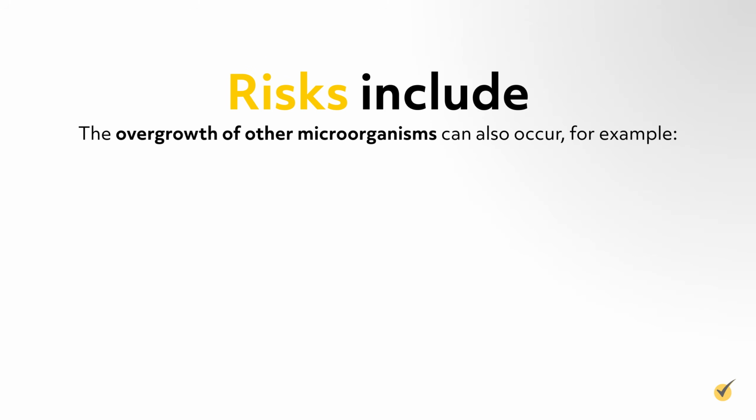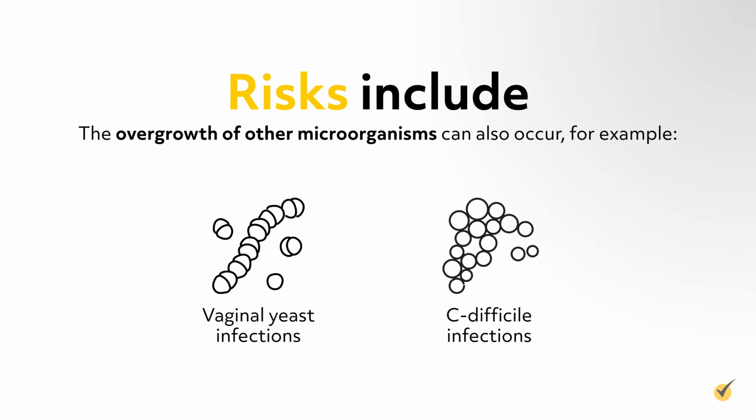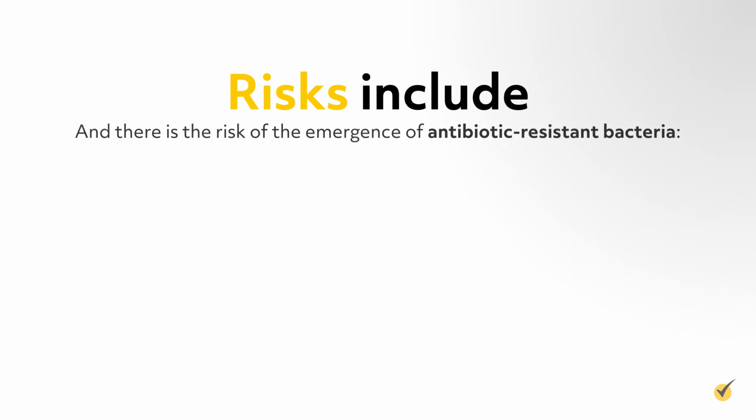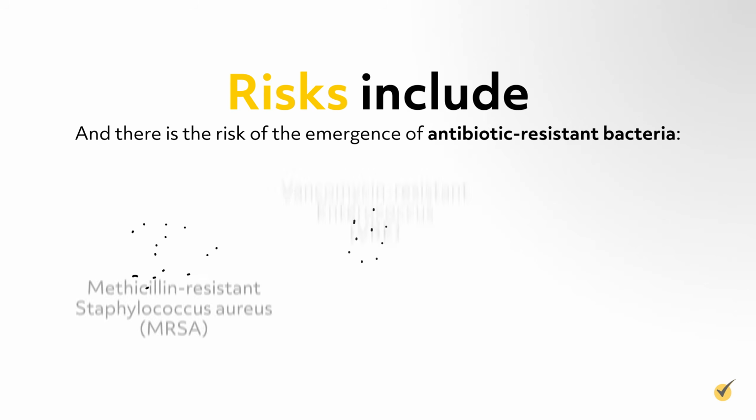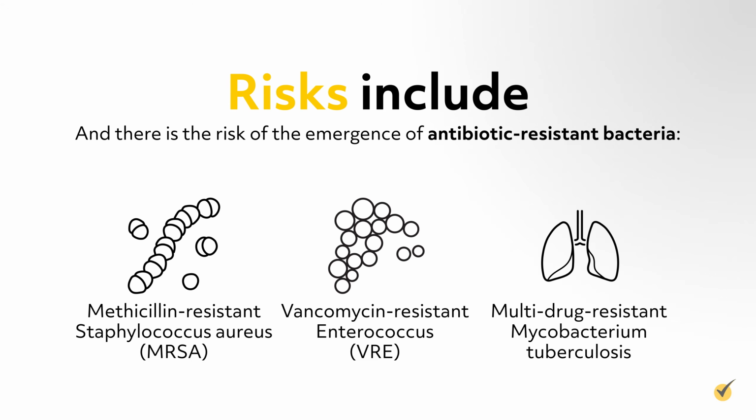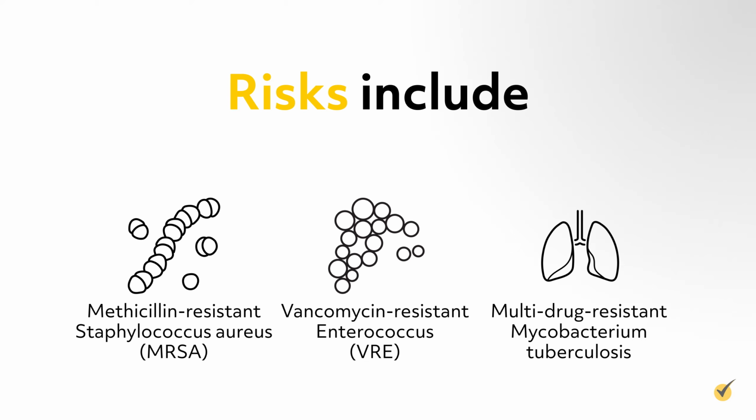The overgrowth of other microorganisms can also occur, for example, vaginal yeast infections or C. difficile infections. And there is the risk of the emergence of antibiotic-resistant bacteria, such as methicillin-resistant Staphylococcus aureus, or MRSA, vancomycin-resistant Enterococcus, or VRE, and multi-drug-resistant Mycobacterium tuberculosis.